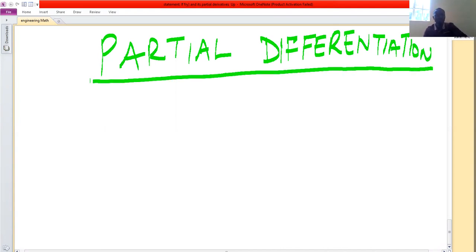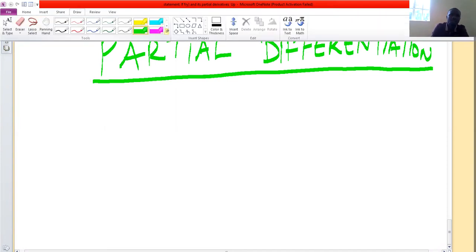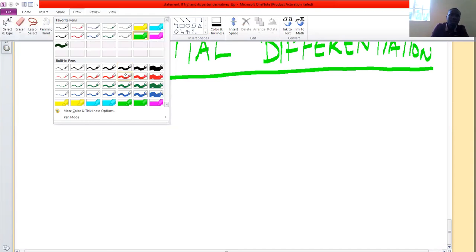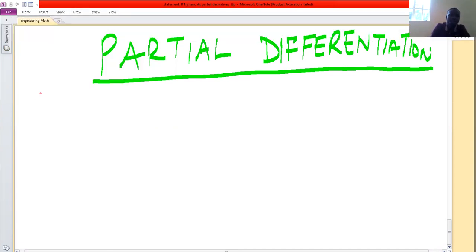So partial differentiation. So let's start by defining what we mean by a partial derivative of a function. So definition of partial derivative.